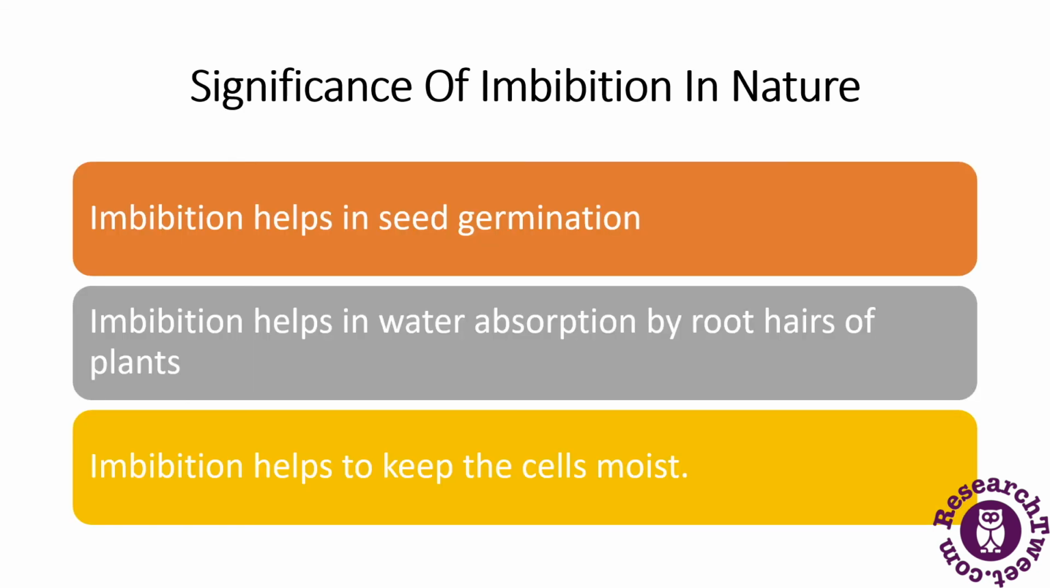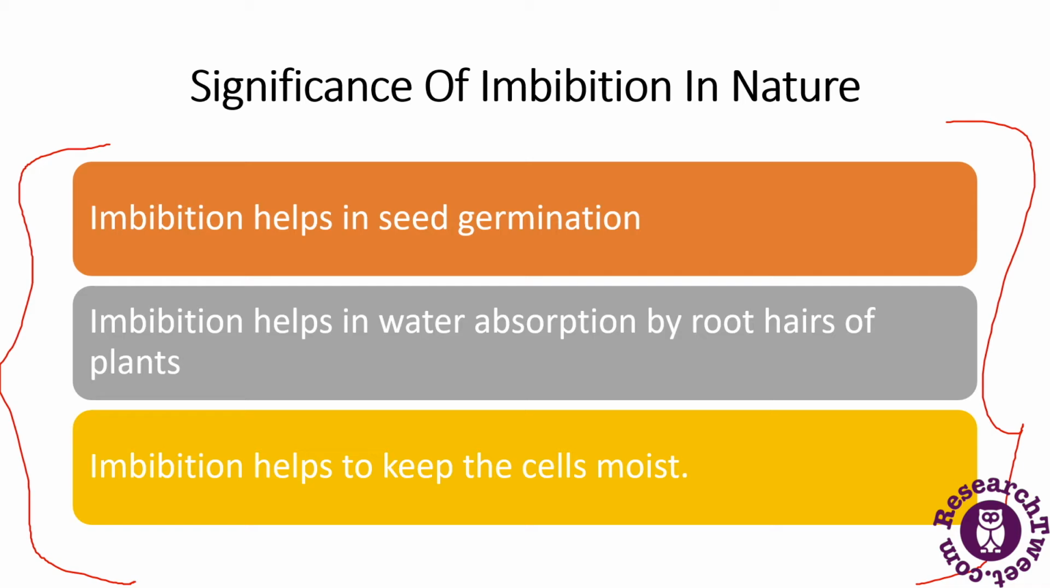What is the significance of imbibition in nature? Why are we focusing on imbibition so much? Because imbibition helps in seed germination. First, imbibition helps in seed germination. Second, it helps in water absorption by the root hairs of the plants, and third, it helps to keep the cells moist. These are the three main significances of imbibition in nature in case of plants.